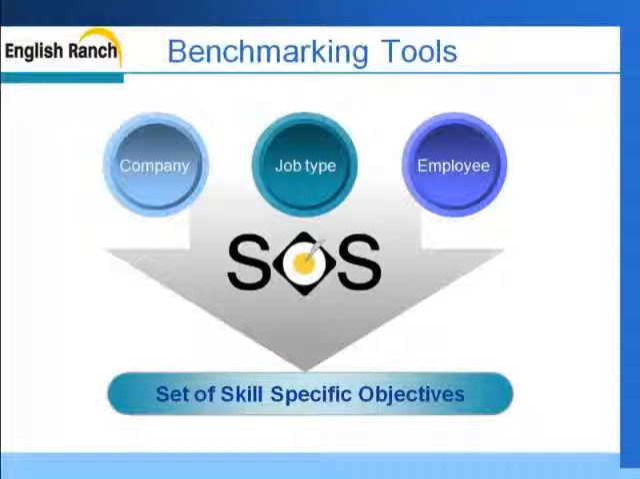Let's look at benchmarking tools. As I mentioned before, benchmarking can be achieved at various levels. Our Specific Objective System, or SOS, supports benchmarking at the company level, job type level, and staff member level. The SOS system integrates all the different tasks into one personalized set of benchmarks for each employee. The result is a set of skill-specific objectives.